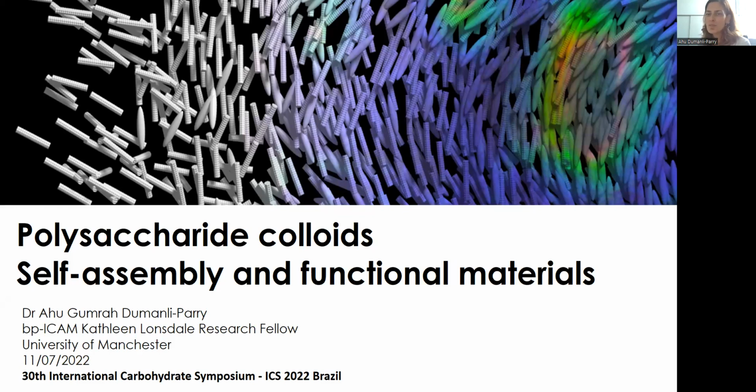My research group is based at the Sustainable Materials Innovation Hub in the new Royce building in Manchester. Today, I will talk about designing functional materials using polysaccharide building blocks.